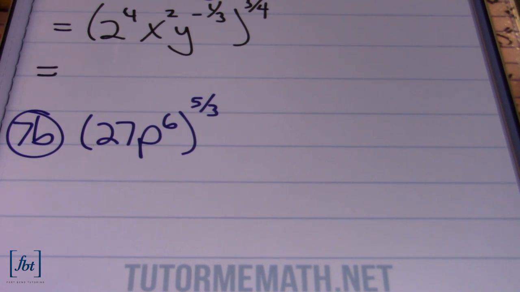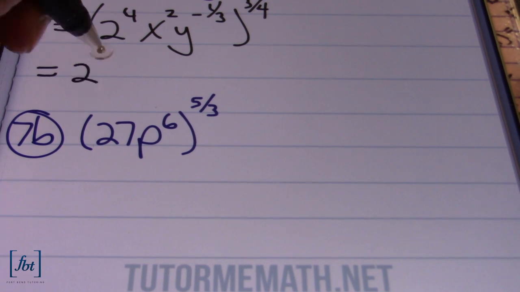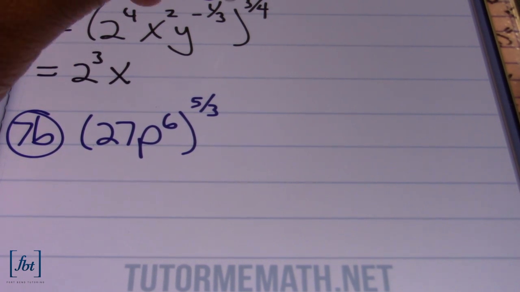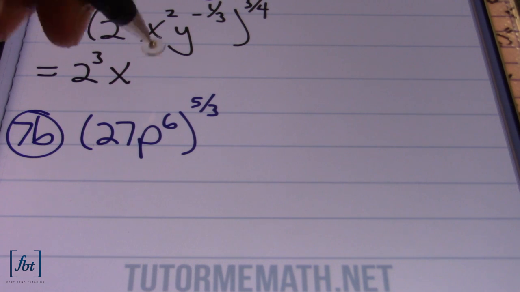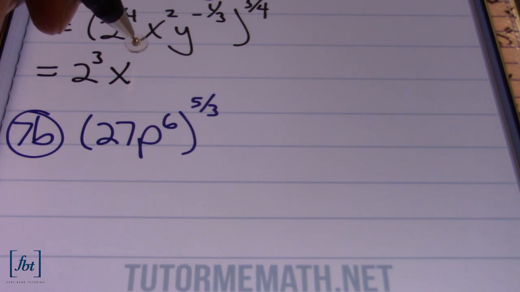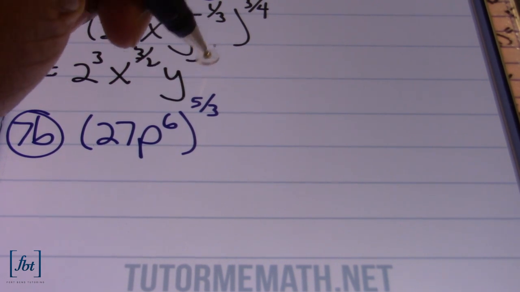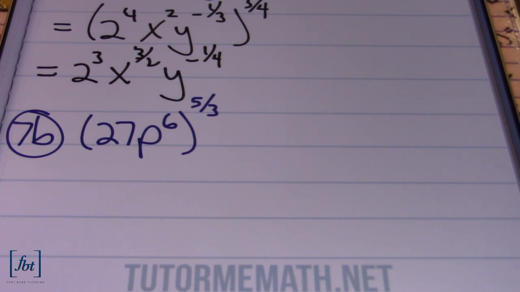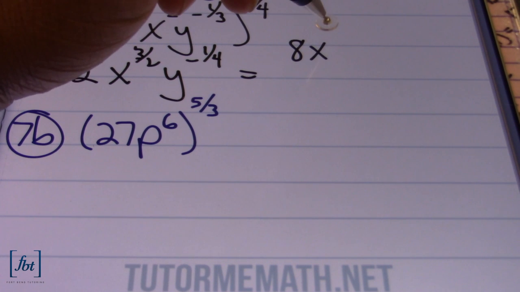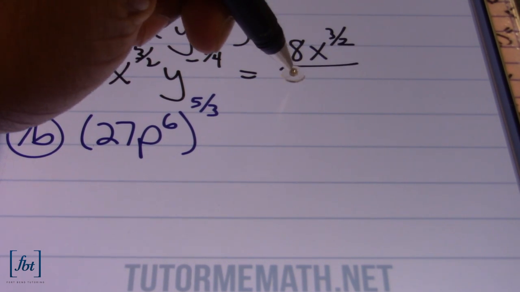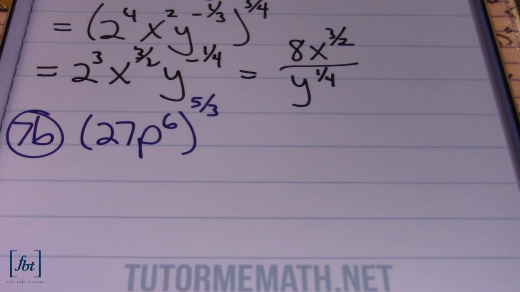Now, multiplying the exponents, we have 4 times 3/4. That gives us 2 to the 3rd power. Because 2 and 4 reduce to 1/2 times that 3, this gives us x to the 3/2 power. Y is going to be to the negative 1/4 power because the 3s would cancel out there. So we have a few things to do. For one, we need to get rid of this negative exponent, and we need to also evaluate 2 to the 3rd power. We know that 2 to the 3rd power is 8. So I'll have 8x to the 3/2 power divided by y to the 1/4.